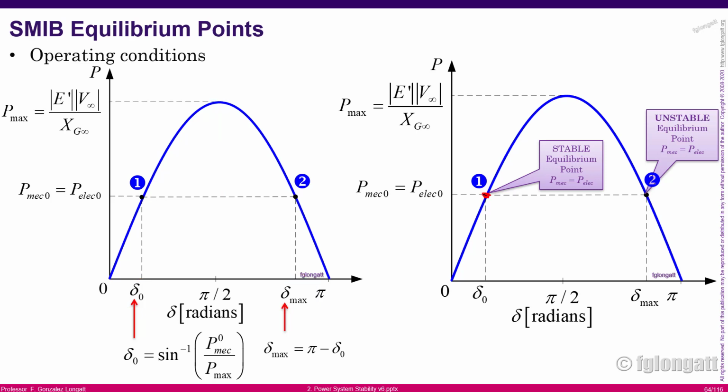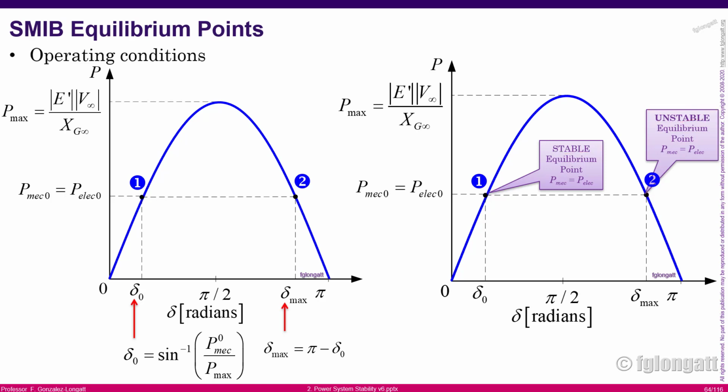However, I need to make a comment about those equilibrium points. This is a steady state point. The machine can work here, and this is a stable equilibrium point, okay? But this one here is again an equilibrium point, but this one is an unstable equilibrium point. What is the reason that is an unstable equilibrium point? Well, it's very simple.